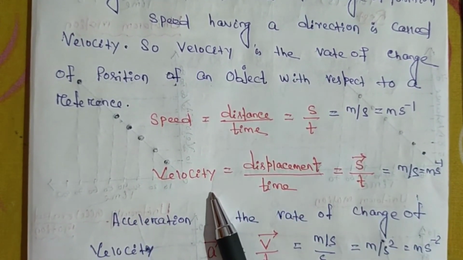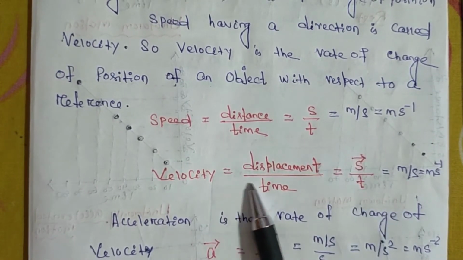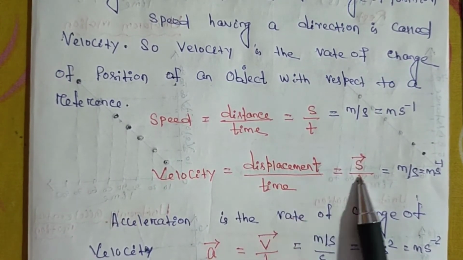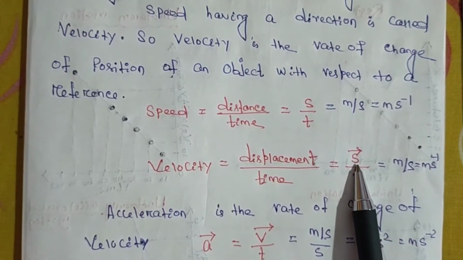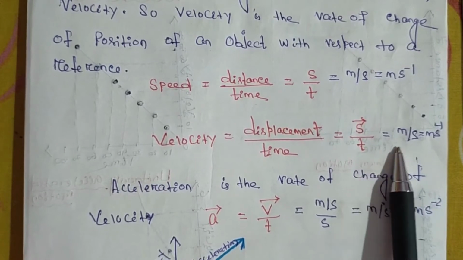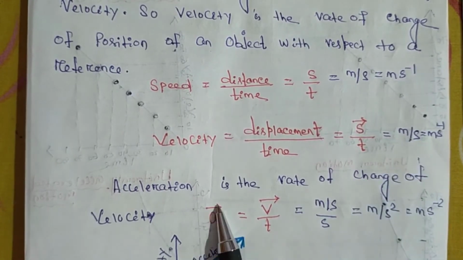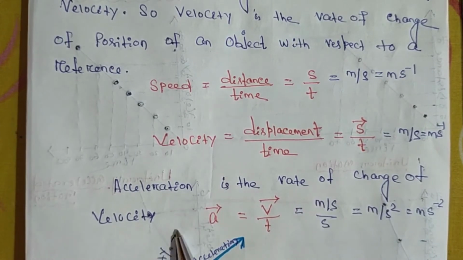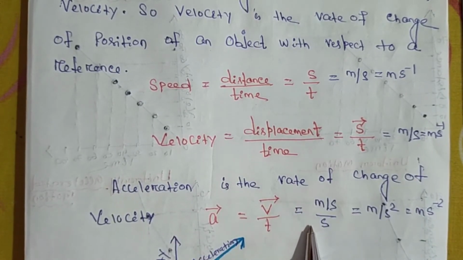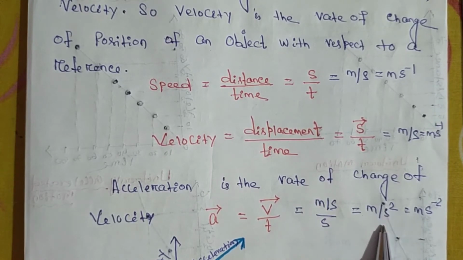Velocity has the same unit as speed. Velocity is equal to displacement by time. That means s, and this arrow mark indicates the direction. Displacement by time. So meter per second, that is equal to meter second inverse. Acceleration is the rate of change of velocity. A is equal to v by t. The unit is meter per second, that is m by s square.